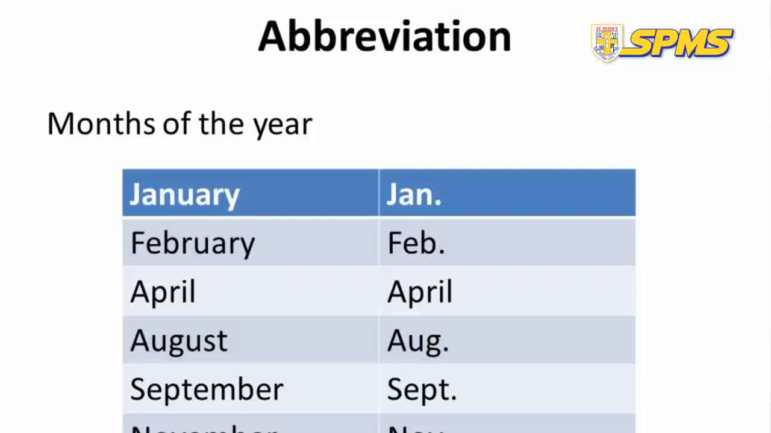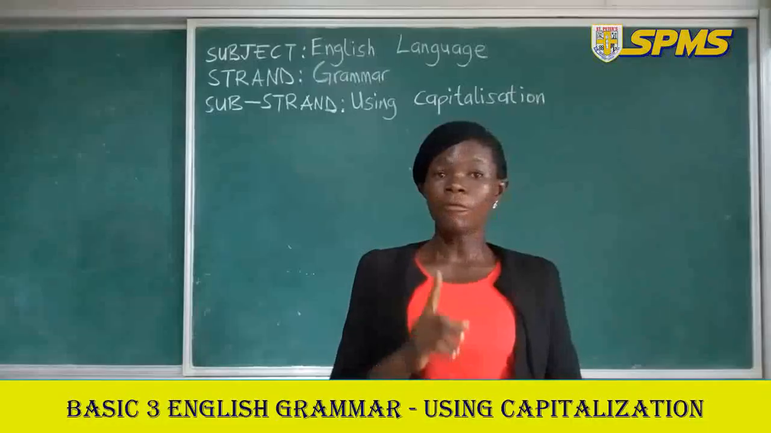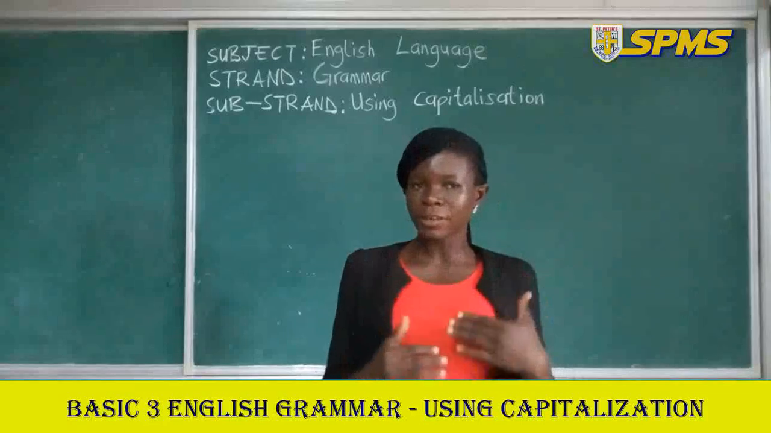The month of the year, I can shorten it if I don't want to write it in full. Like February, January. February, I can write it with FEB dot. January can be shortened to be written as JAN dot.